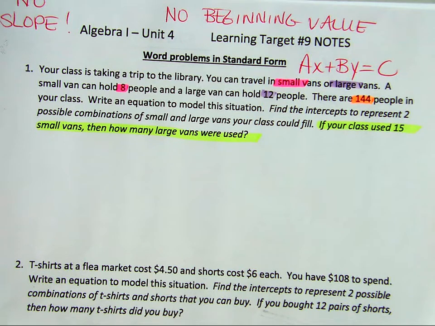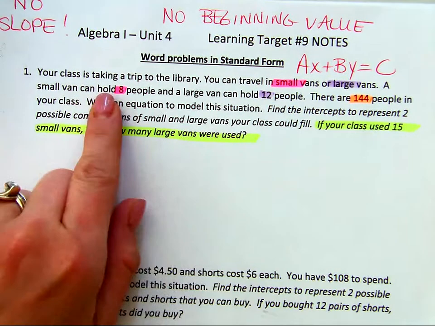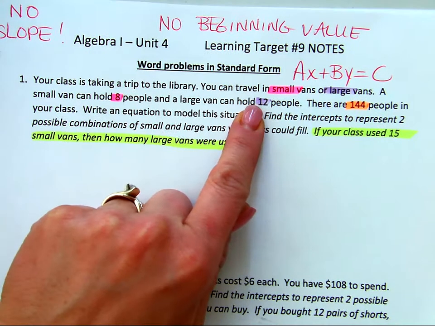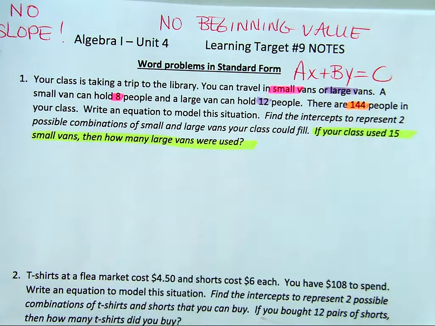All right, so let's recap what we just did. We are being detectives and dissecting the problem. We're saying small vans hold 8, large can hold 12. I have a total of this many people. I have everything I need to write an equation in standard form right now.